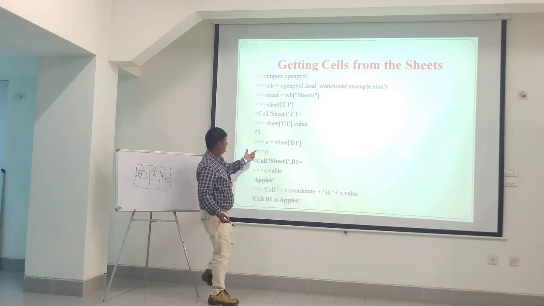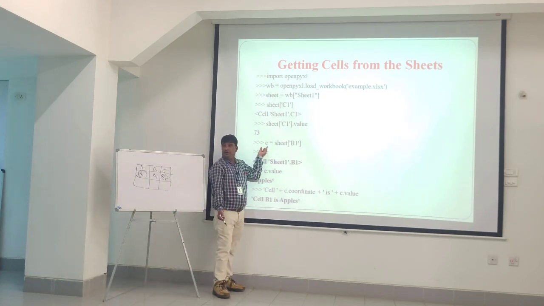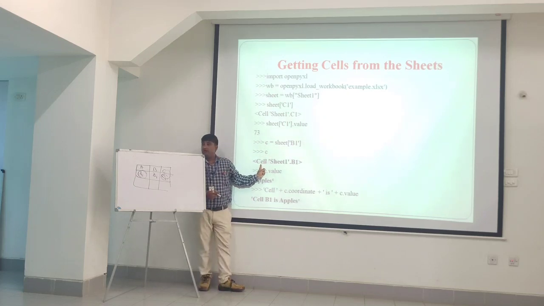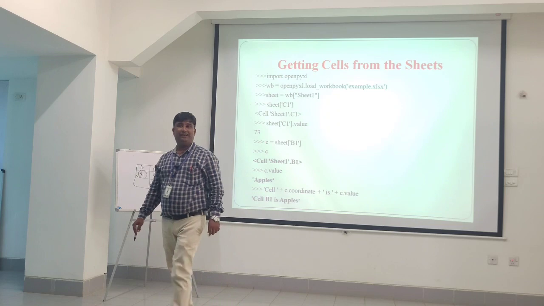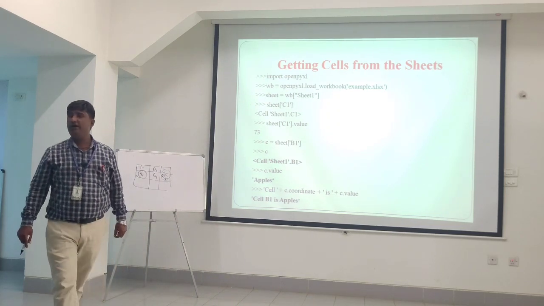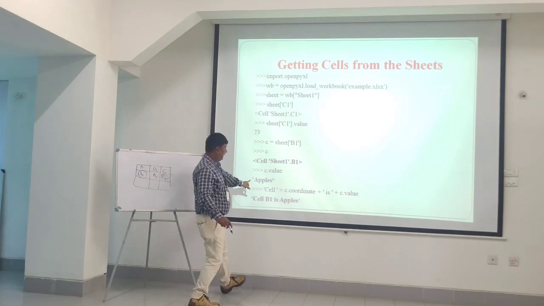See guys, listen once again. C is equal to sheet of B1. C will hold what? Cell of B1. Now C dot value means I am fetching B1 dot value. What is B1 dot value, guys? Apples. What does it print? Apples.